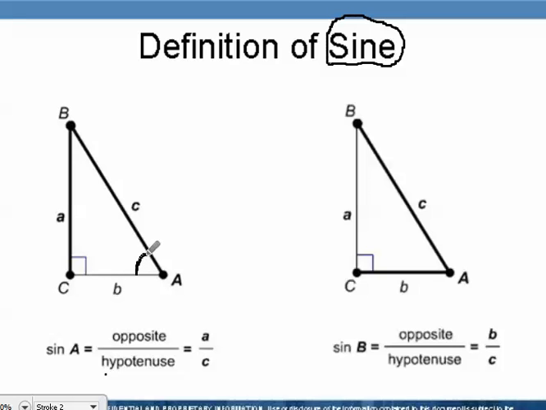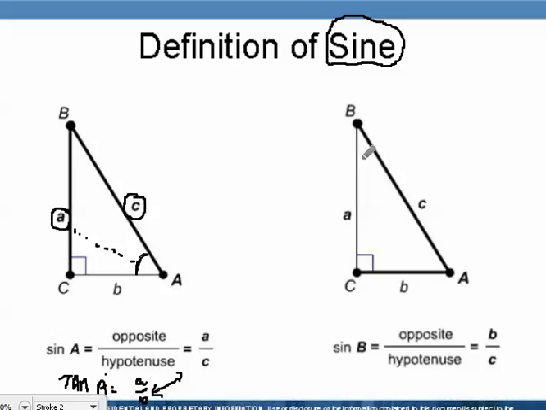Here's angle A. To find the opposite side, I go to the opposite side of the triangle, that's A. And so I'm going to take A divided by C. Just to relate this, the tangent of angle A was A divided by B. See how these are different? These ratios are not the same. But the sine is always going to be A divided by the hypotenuse, A divided by C.